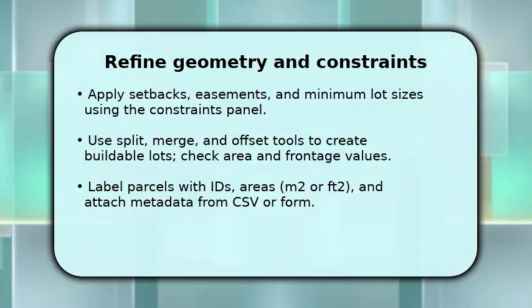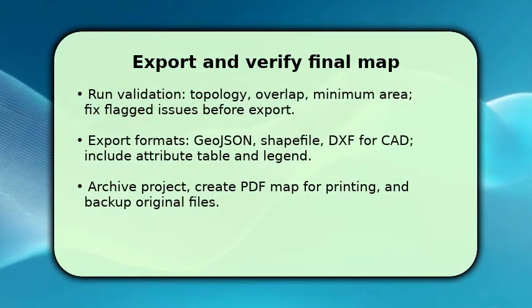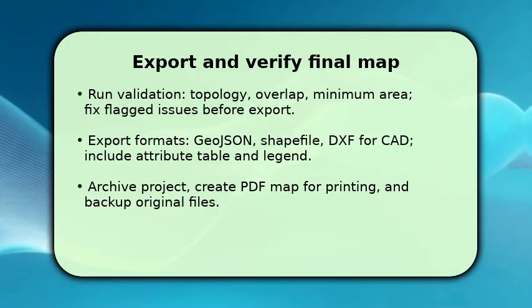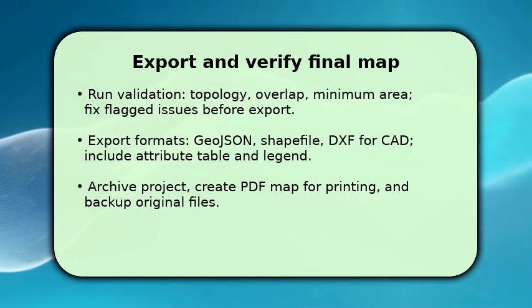You finish by validating the entire plan, run topology checks for overlaps, gaps, and minimum area requirements, and correct any flagged errors. Once validated, export the lot plan in the required formats such as GeoJSON, shapefile, or DXF for CAD workflows, and include the attribute table and legend so stakeholders understand parcel data.